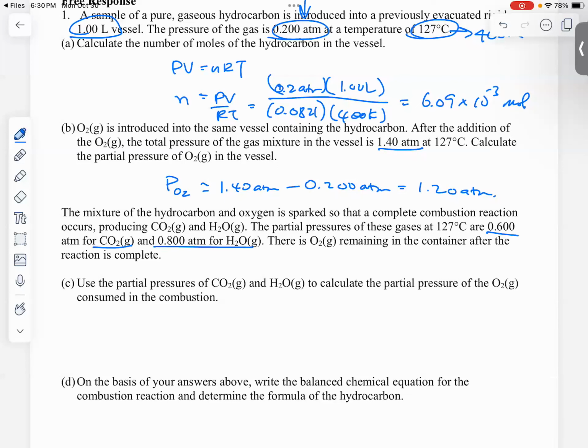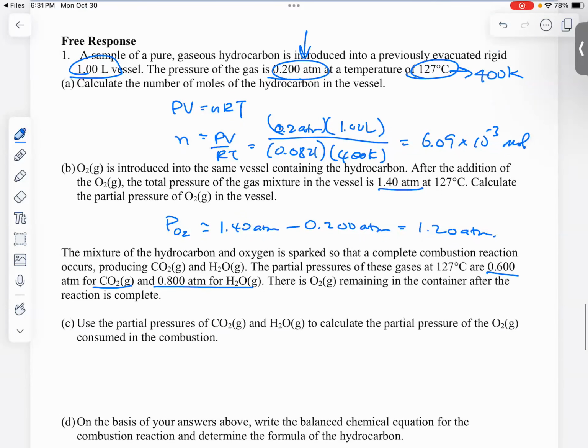Okay, wait, hold on. Use the partial pressure of CO2 and H2O. So, no, this is something new I found online.